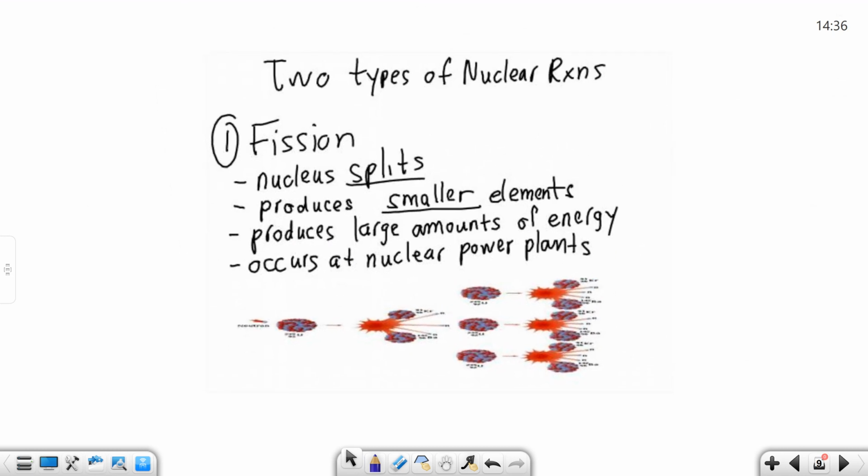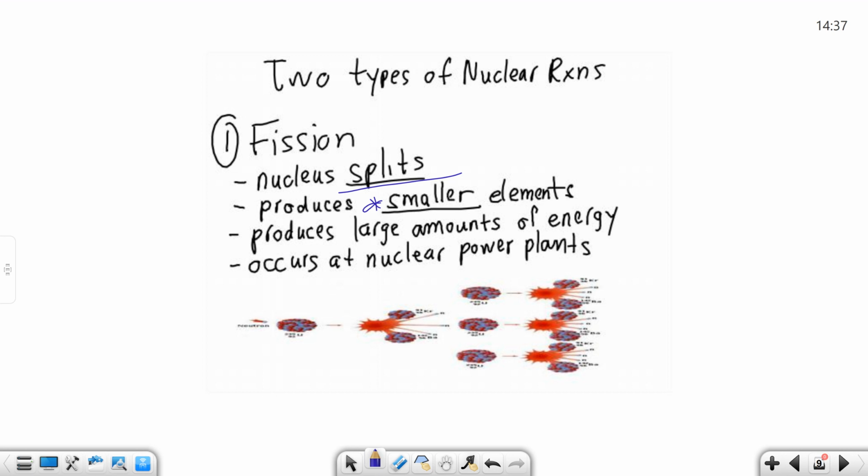There are two types of nuclear reactions out there. One is fission. Fission is where the nucleus splits, which means the elements become smaller. You will produce smaller elements because you're smashing that larger nucleus into multiple pieces.